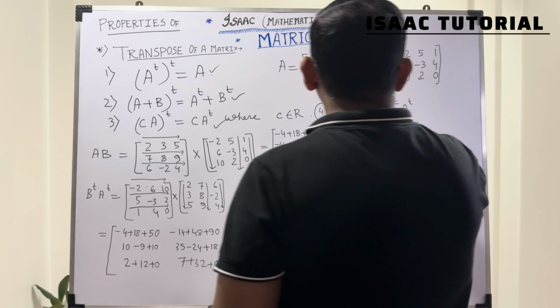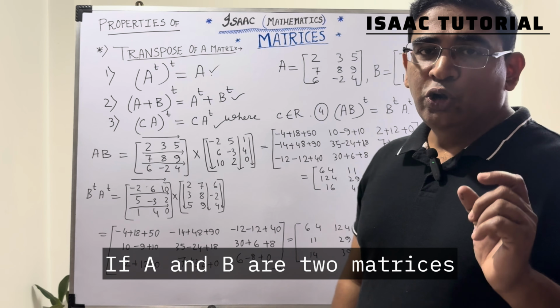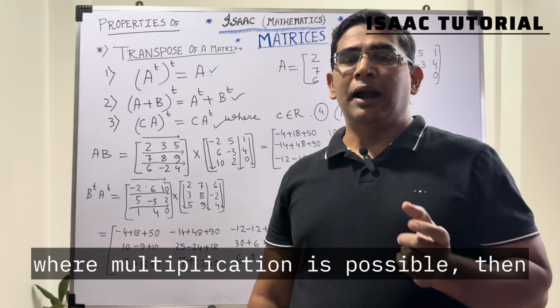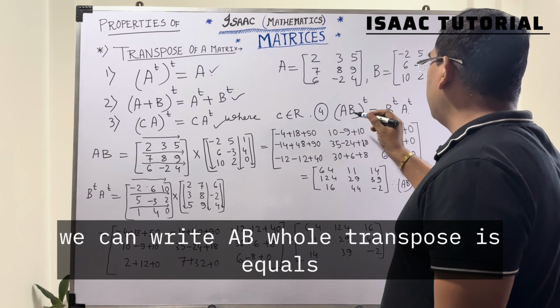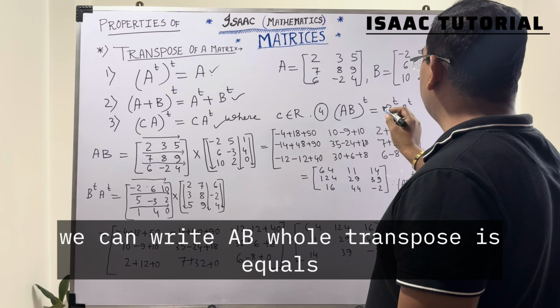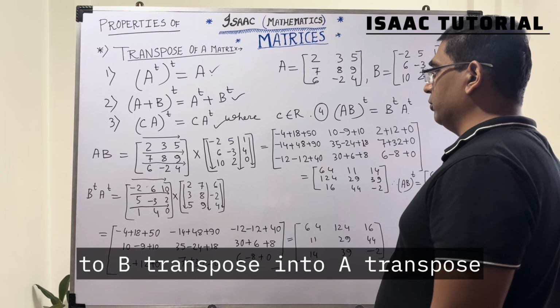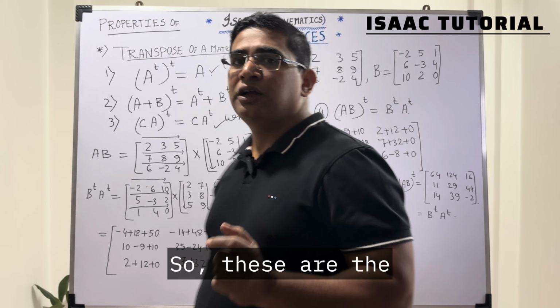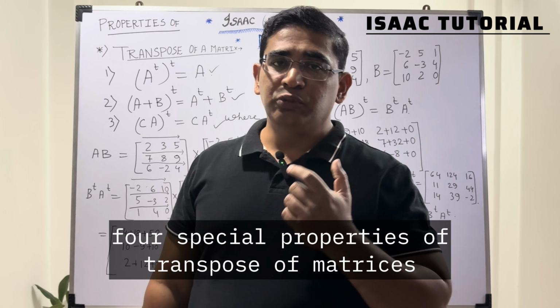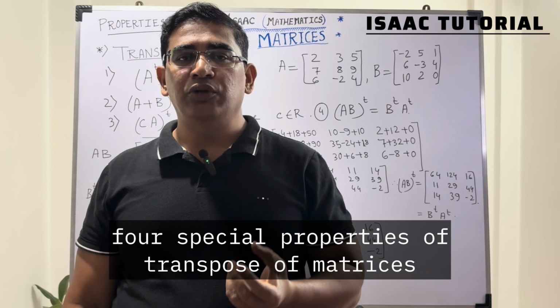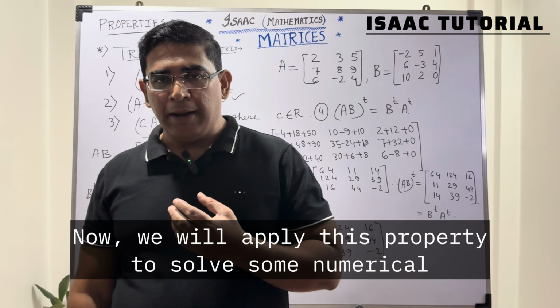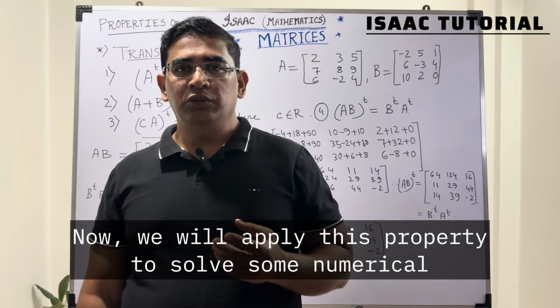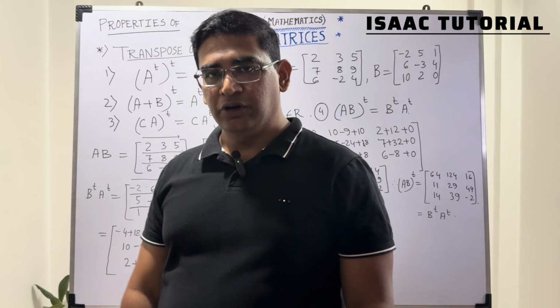So, if A and B are two matrices where multiplication is possible, then we can write AB whole transpose is equal to B transpose into A transpose. Okay. So, these are the four special properties of transpose of matrices. Now, we will apply this property to solve some numericals.